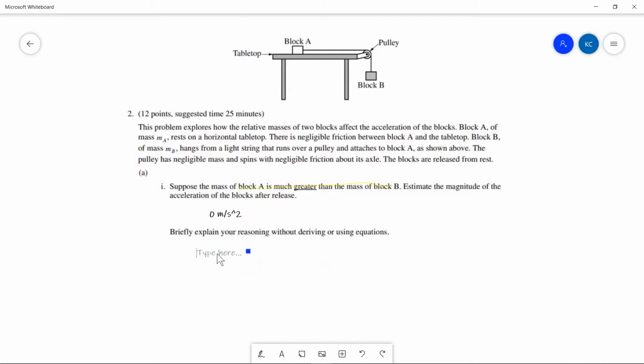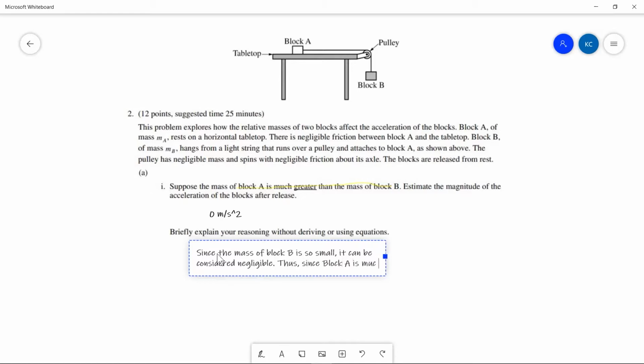Now we'll explain here. Since the mass of block B is so small, it can be considered negligible. Thus, since block A is much heavier, it won't move due to the force of block B. Now you can also say something along the lines of inertia, how block B's mass is too small, so it won't have enough inertia to move block A. Anything along those lines would work.